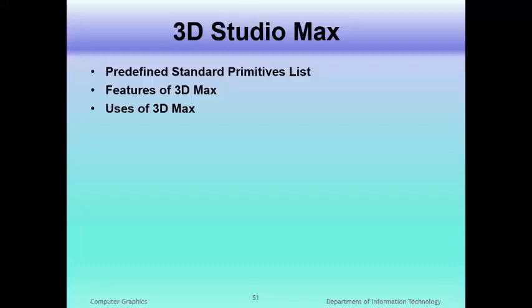Tube. Tube can produce both round and prismatic tubes. The tube is similar to the cylinder with a hole in it. Pyramid. The pyramid primitive has a square or rectangular base with triangular sides.